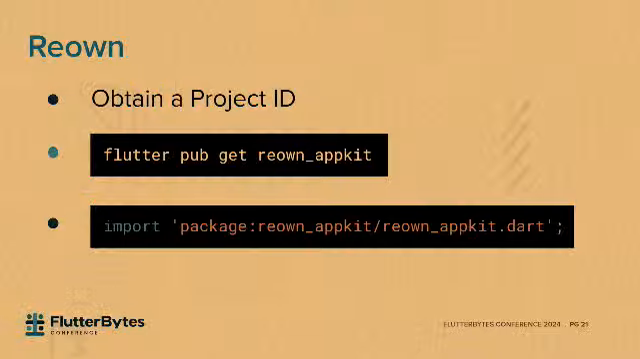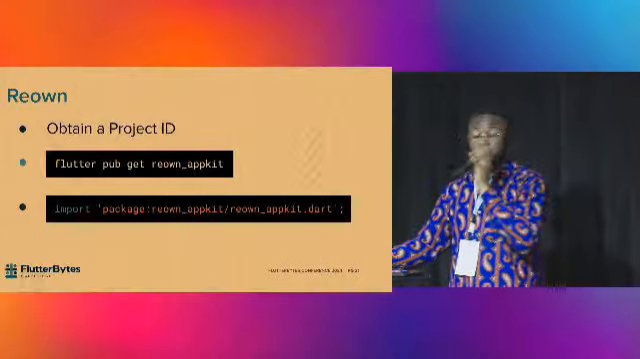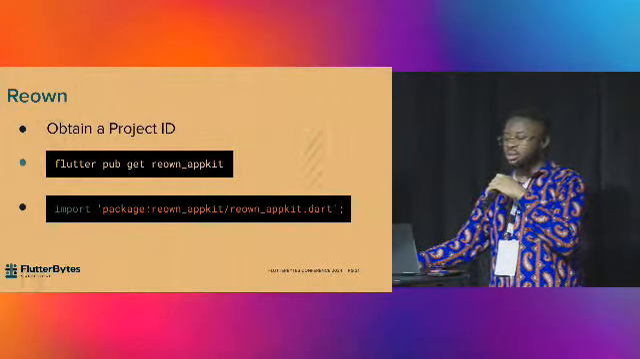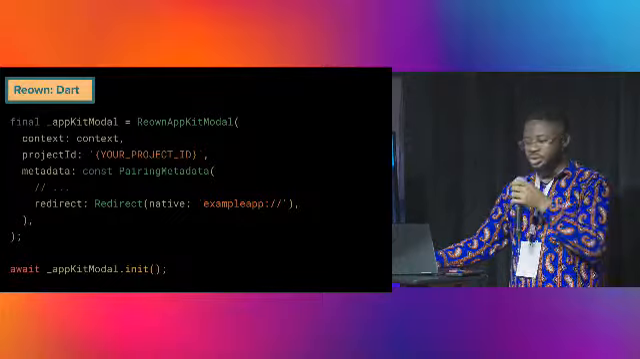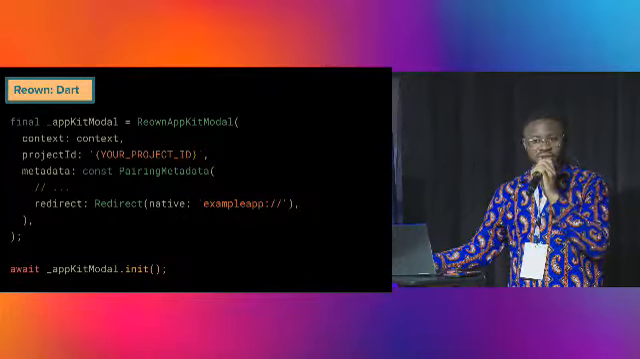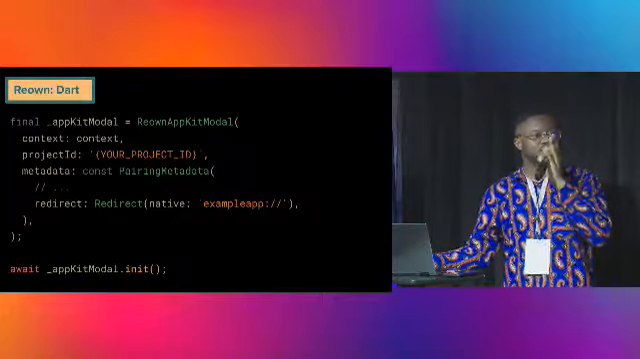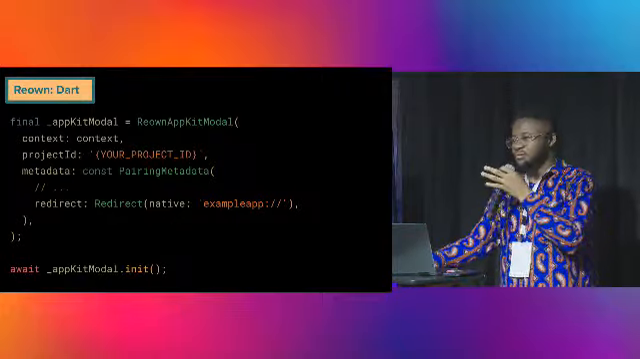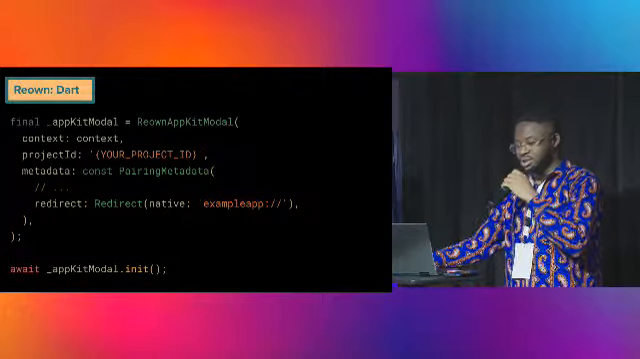So to add Reown, you get a project ID, you create an account with them on WalletConnect, at cloud.reown.com, something like that, and you install the package, just some normal Flutter things. You initialize the AppKit modal and provide the necessary things. Because of time, I would have given more context about things you might not see in the docs, but let's just go on.